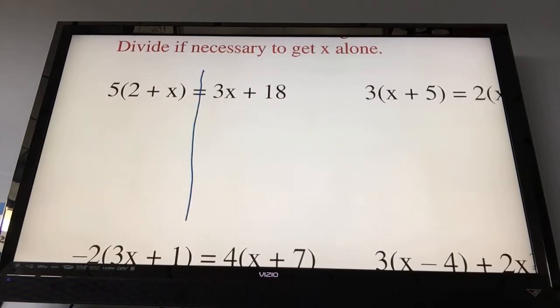Draw my line, and I'm going to distribute first. So 5 times 2 is 10. 5 times x, 5x. Everything else comes down.